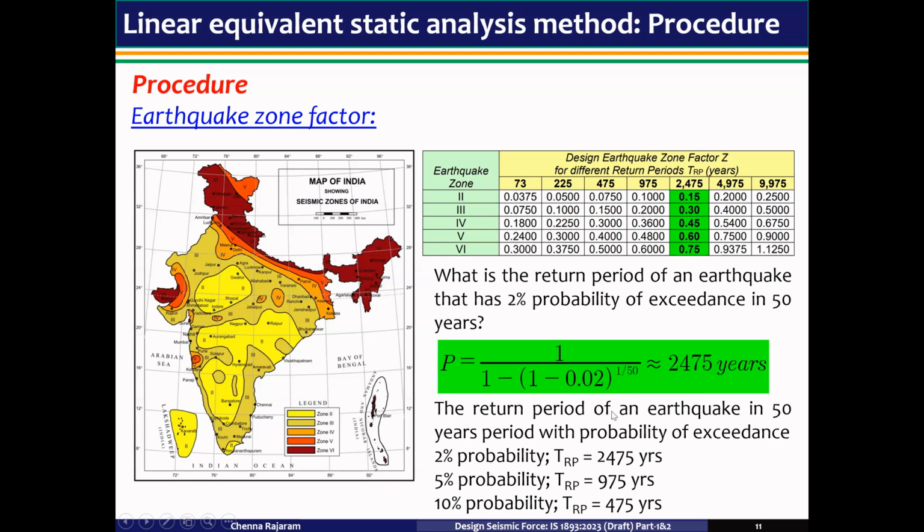The return period of an earthquake in 50 years period with probability of exceedance, for 2% probability, the return period is 2475 years. For 5% probability, the return period is 975 years. And for 10% probability, the return period is 475 years.